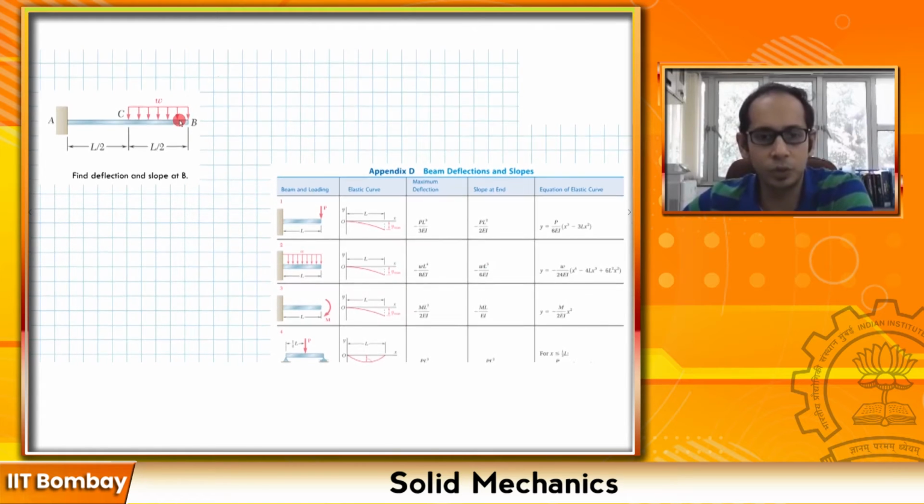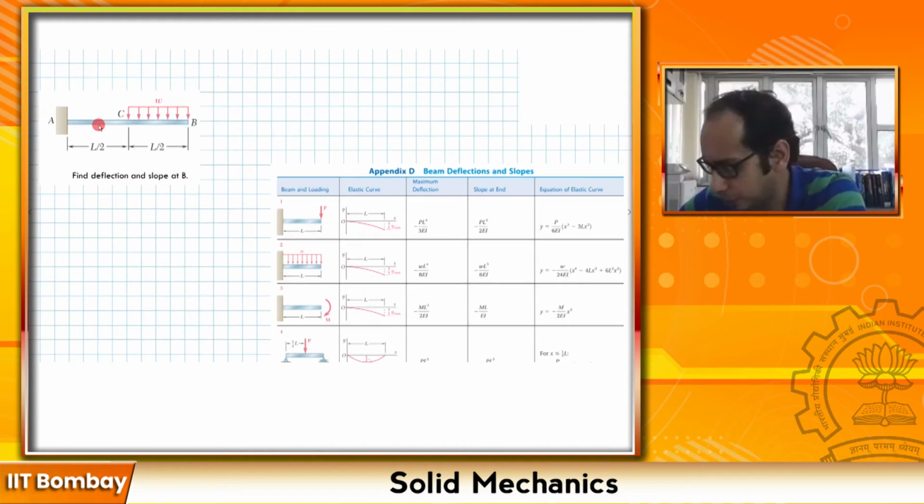So first I'm going to draw these beams as a superposition of two different beams, and then we will use this relationship which is given in this particular row of this standard chart to find the deflection and the slope. So let's first go ahead and draw the beams which when superimposed eventually gives back this beam over here.